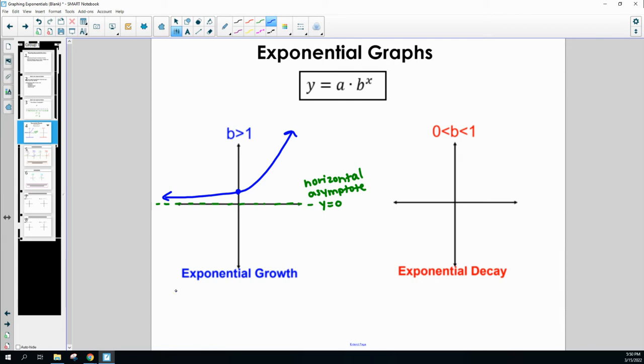A couple of things to note about this. To find the y-intercept, we're going to plug in 0 for x. Now that's the case for any function that exists. If I want to find the y-intercept, we plug in 0 for x. Right? If it's crossing the y-axis, x has to be 0. So if I plug this in, a times b to the 0, well, b to the 0 is going to be 1, right? Anything to the 0 power is 1. And I'm multiplying a times 1, so I get a. So my y-intercept would be (0, a).